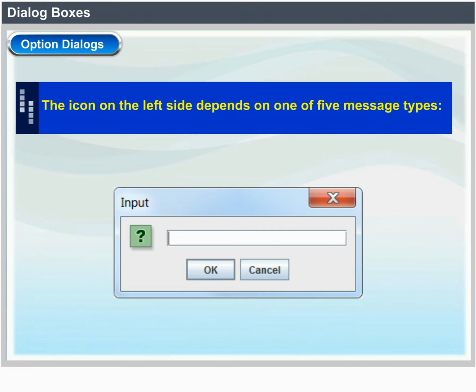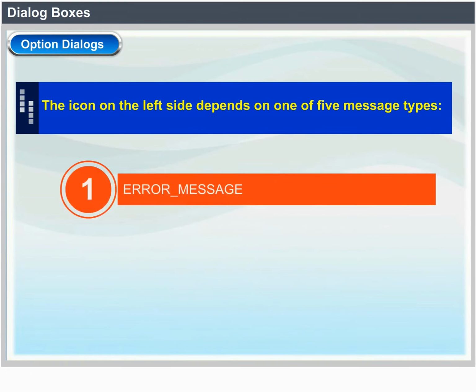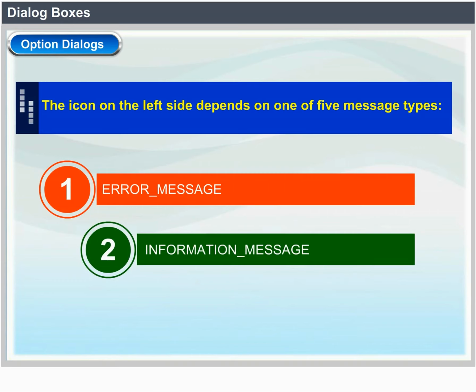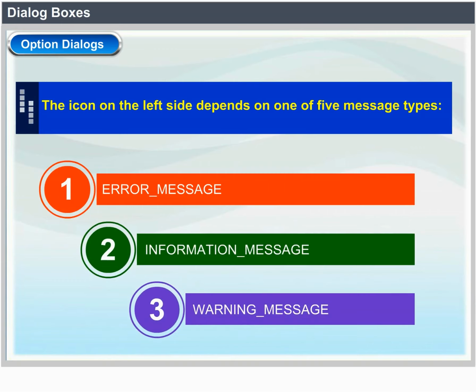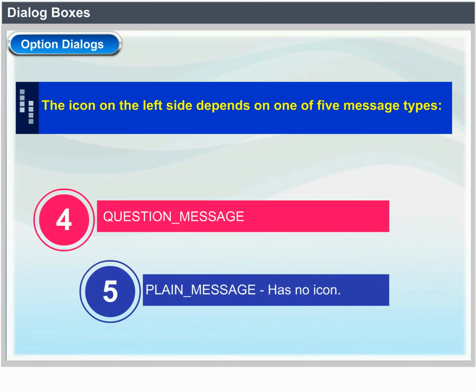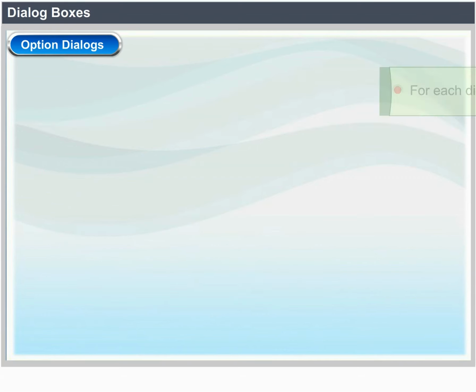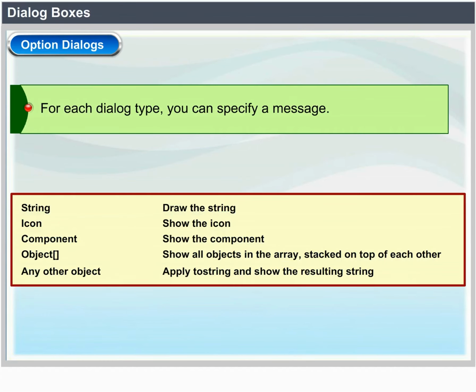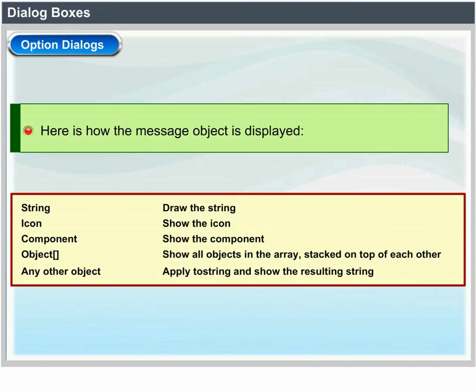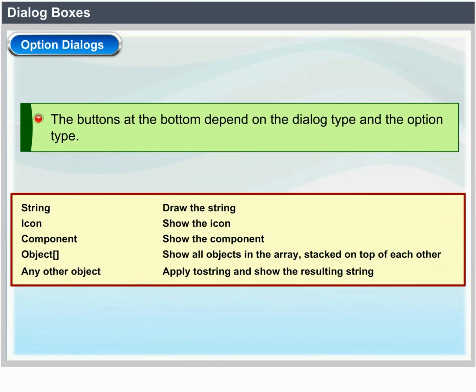The icon on the left side depends on one of 5 message types: ERROR_MESSAGE, INFORMATION_MESSAGE, WARNING_MESSAGE, QUESTION_MESSAGE, and PLAIN_MESSAGE. It has no icon. For each dialog type, you can specify a message. Here is how the message object is displayed. The buttons at the bottom depend on the dialog type and the option type.